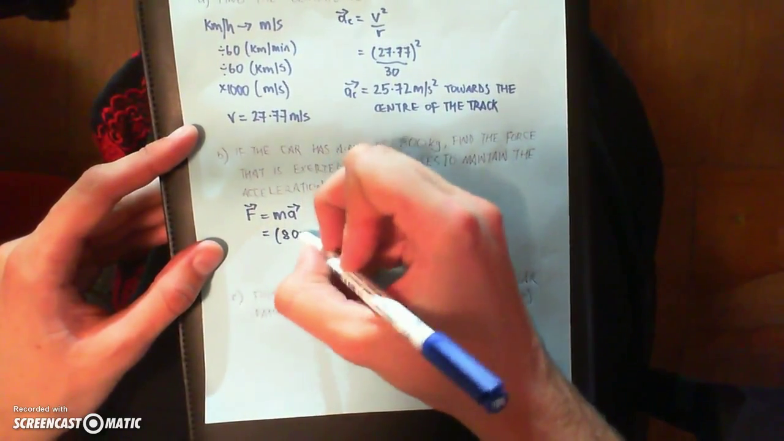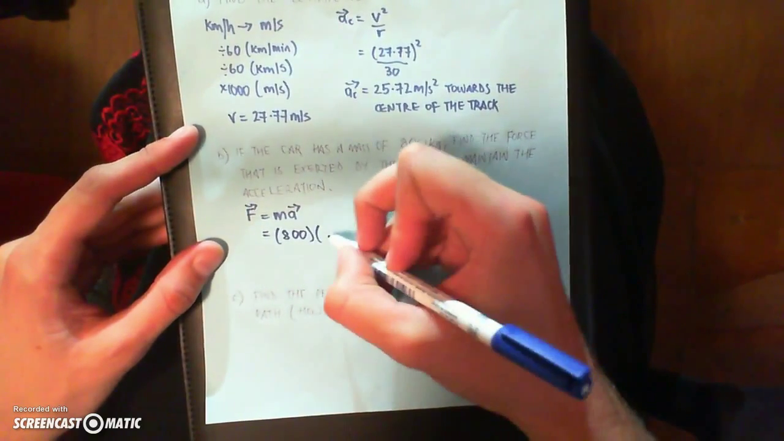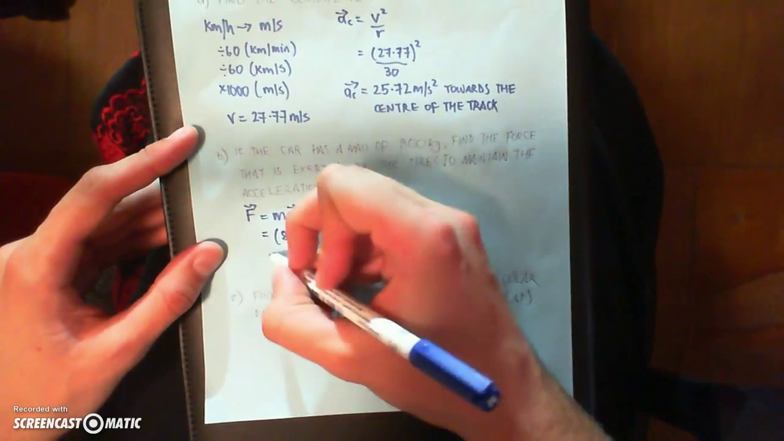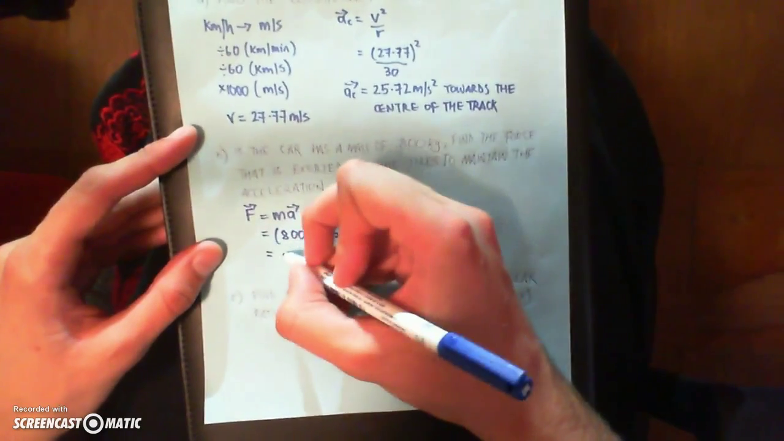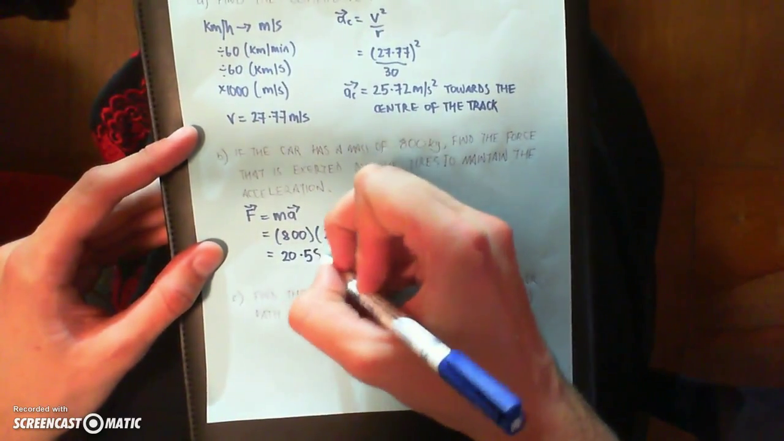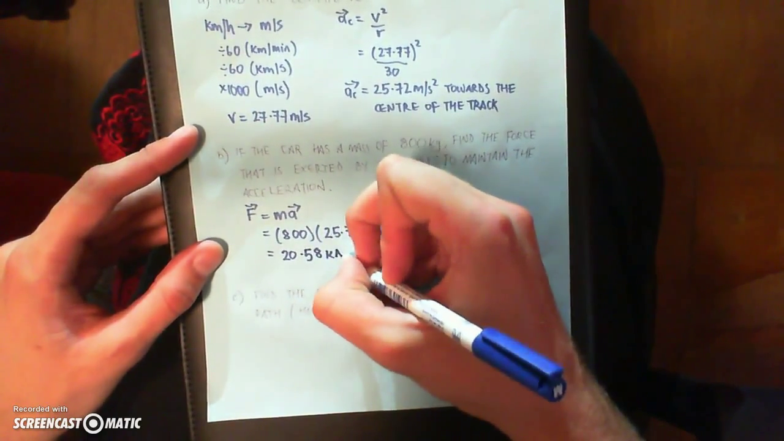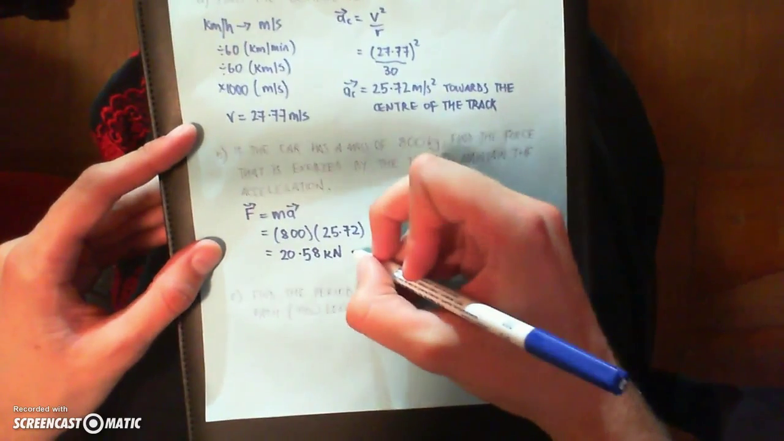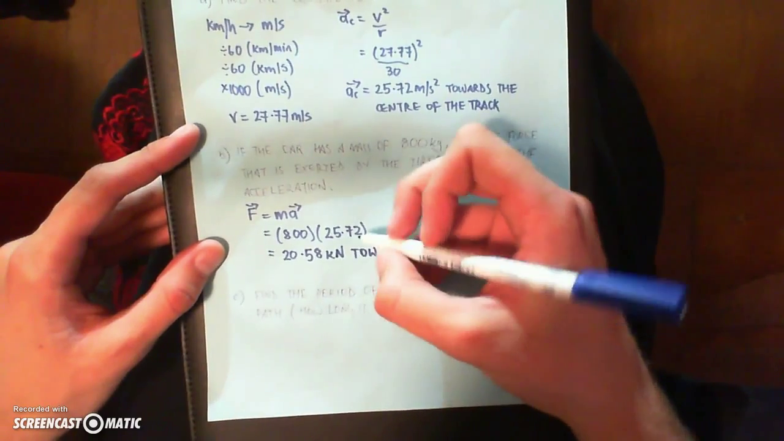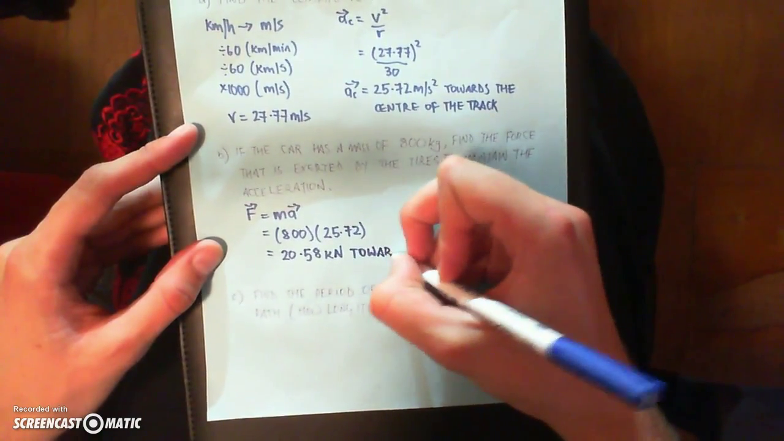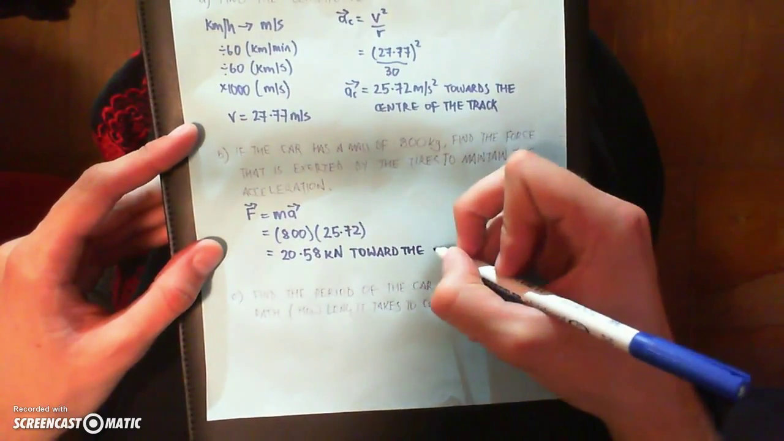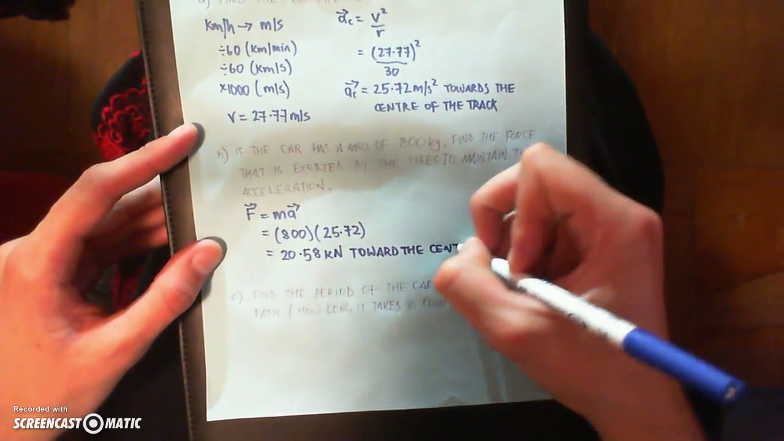So the mass is 800, the acceleration is 25.72, our result is 20.58 kilonewtons. This is also a vector quantity, so we must write the direction, which is towards the center of the racetrack.